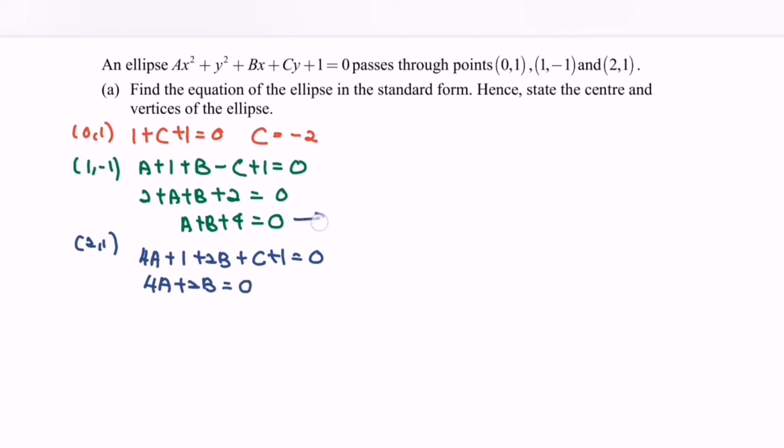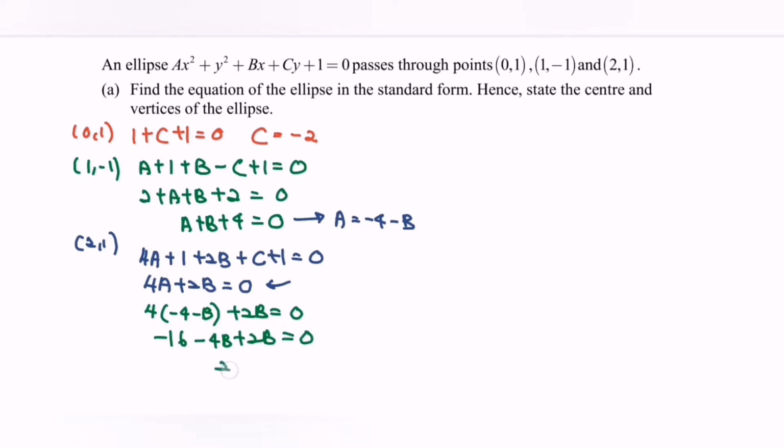So kindly make use of this part, where we have a is equal to negative 4 minus b. Kindly substitute into this part. So we have 4 multiplied with (negative 4 minus b) plus 2b equals to 0. So we have negative 16 minus 4b plus 2b equals to 0. So kindly rewrite the equation. So we have 2b is equal to negative 16. So b is equal to negative 8.